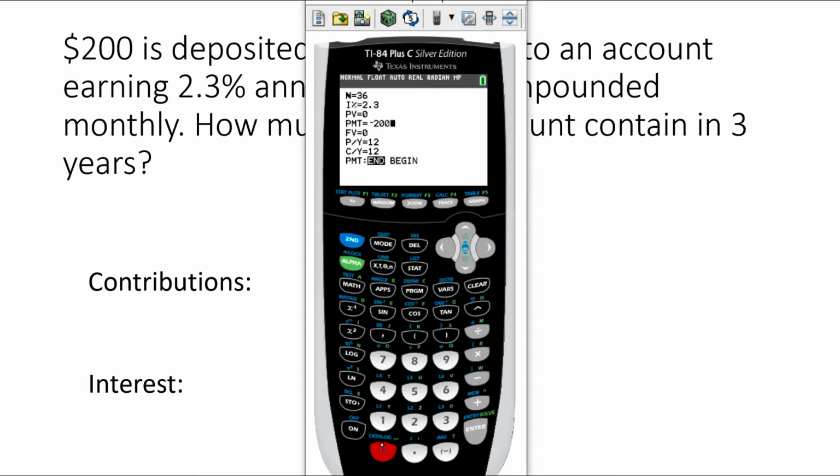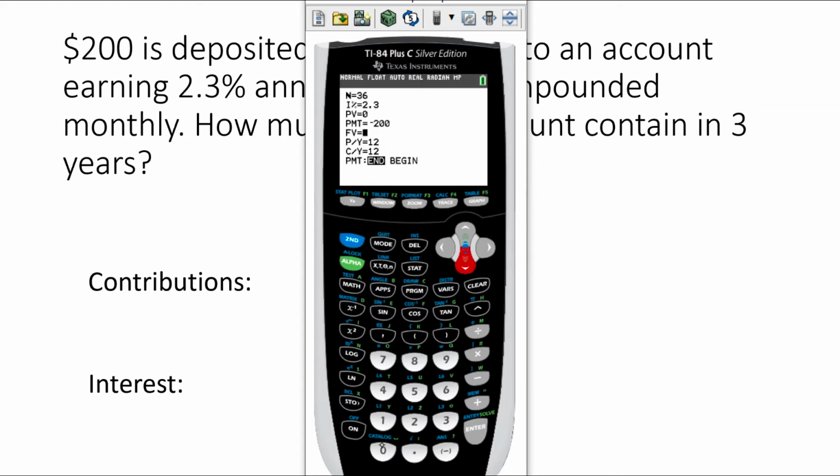Remember that when money is coming to you, it's positive. When it's moving away from you, it's negative. So even though it's going into your bank account, it's still negative because it's like you're loaning the bank money. Then our future value is going to be positive. The idea is we are giving up $200 a month now to get some amount of money later on.